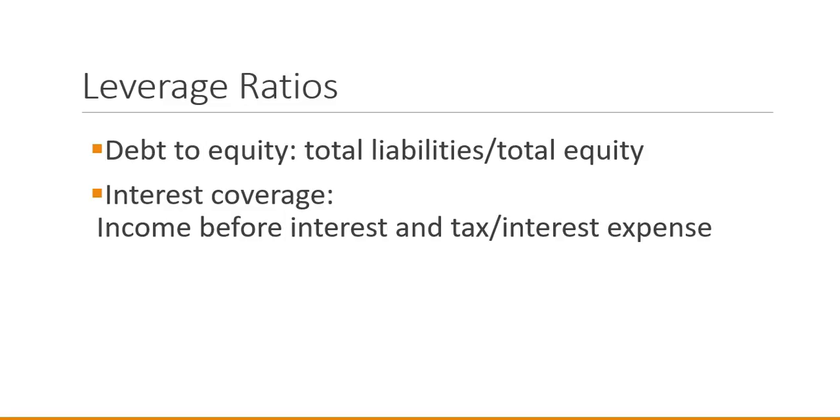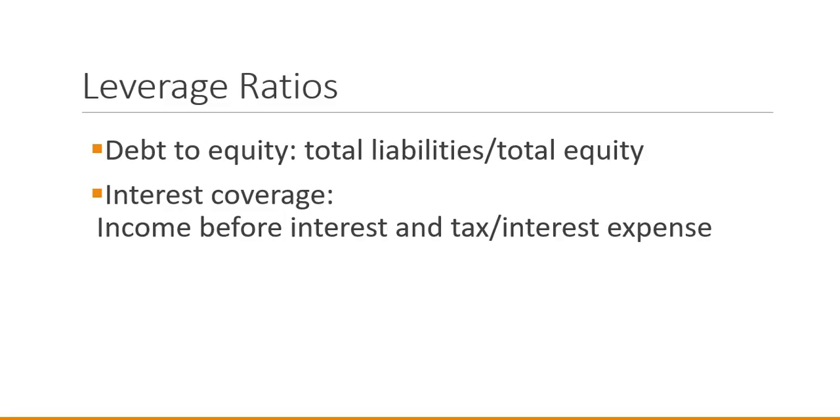This is income before interest and tax from the income statement divided by interest expense, and we're usually looking for a number that is 4, 5, 6, let's say 4 or higher, which gives us confidence that we have a good amount of operating income coming in to be able to cover the interest expense that is due.